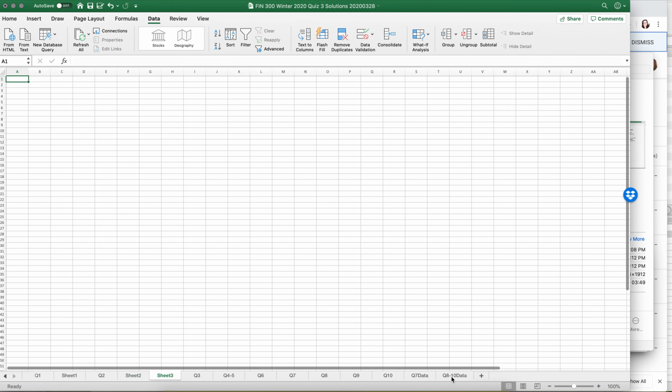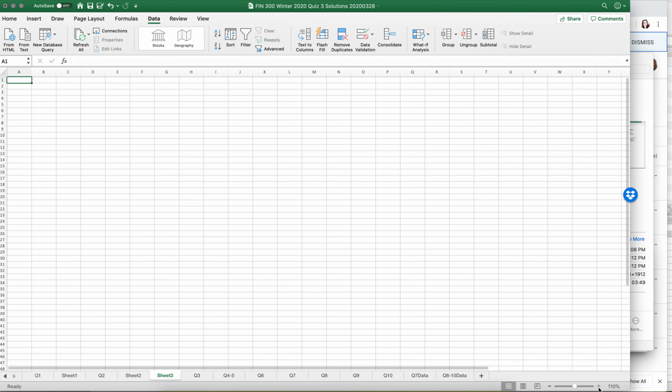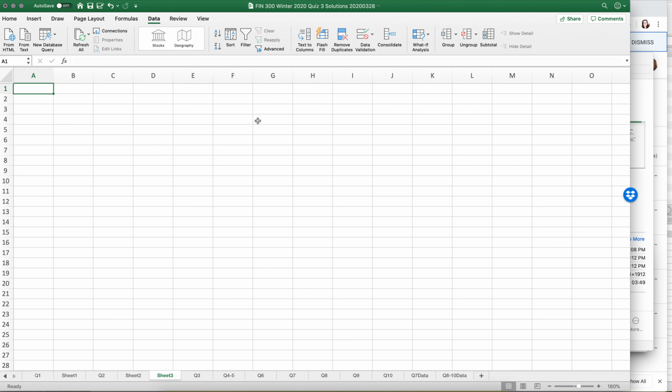Okay, let's start a new page and zoom in a little bit. I did this in class, but there's a bunch of different ways to do this. I'm going to explain one of them here, and I think this is the one that, in my opinion, you should use.